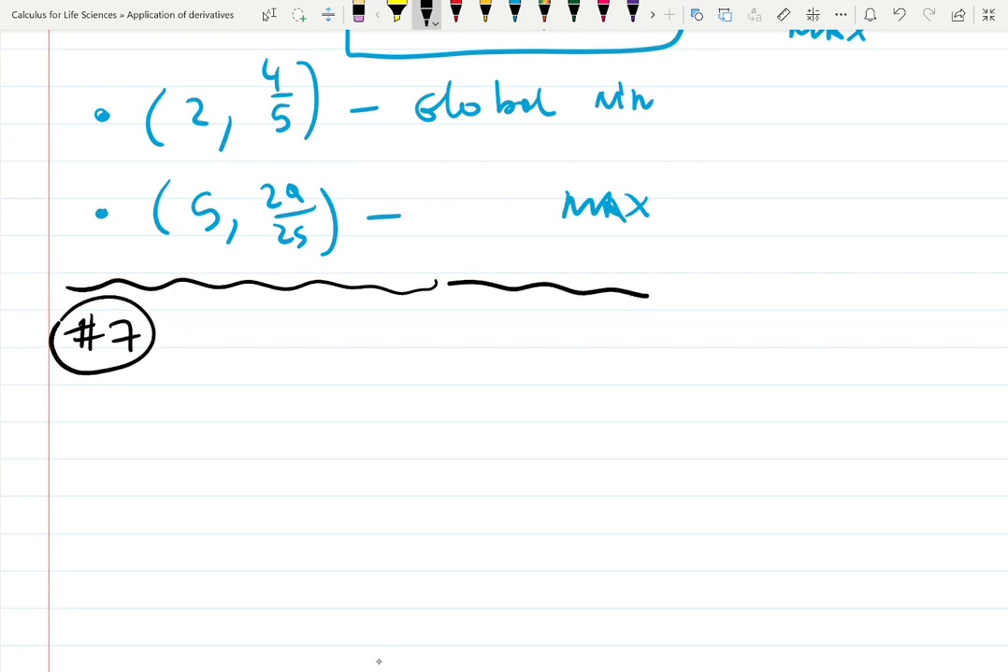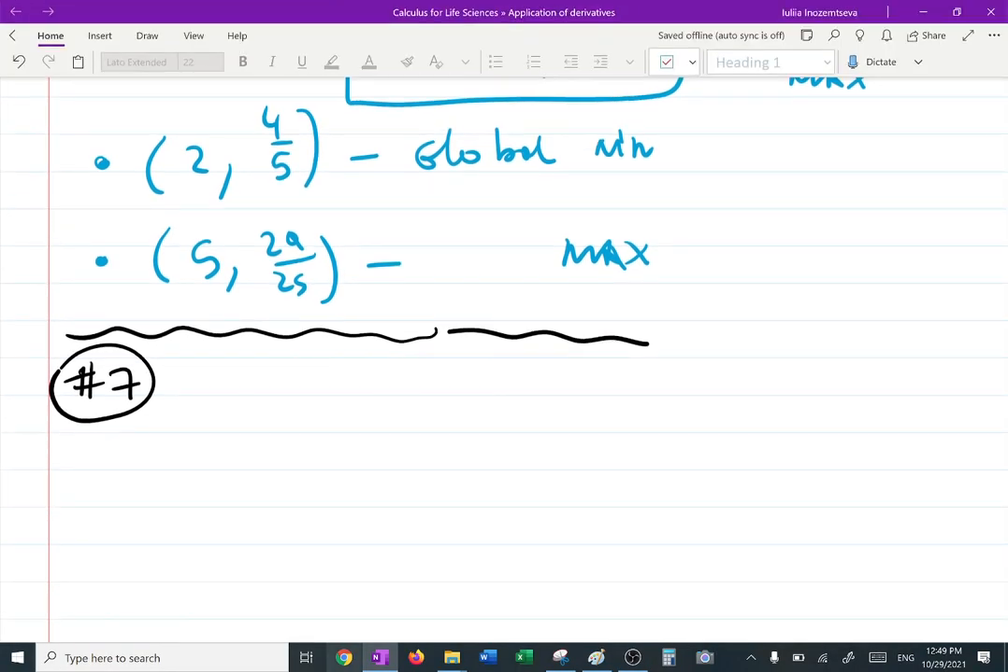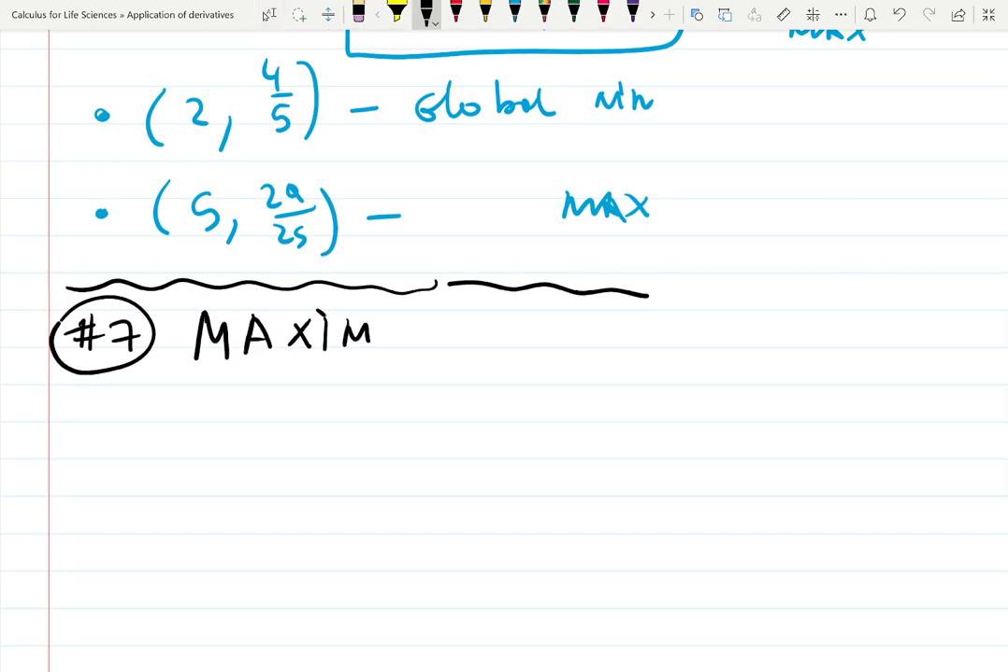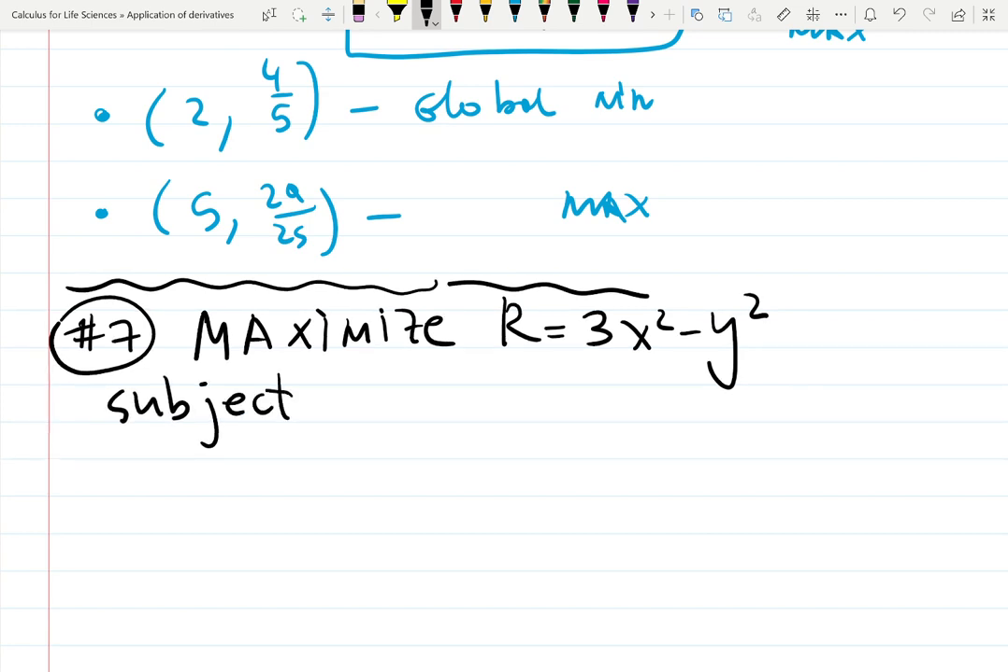Number 7. Do you remember what it means to have this weird phrase? I'll just write it down. Do you remember this idea? Some people got very confused about this. What does it mean to maximize r, which is 3x squared minus y squared, subject to this weird phrase you saw, subject to 2x plus y equals 32? So it's optimization. Good job if you remember. What does it mean subject to?